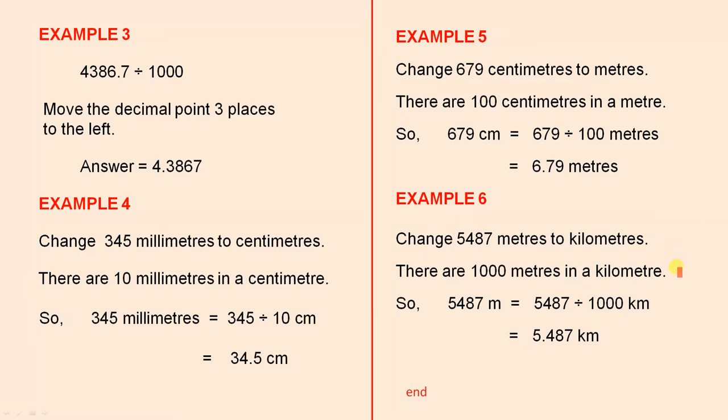And example 6, change 5,487 metres to kilometres. If we know there are 1,000 metres in a kilometre, we have that 5,487 metres is 5,487 divided by 1,000, and that gives you the answer in kilometres. So we just move the decimal point three places to the left, so that gives us 1, 2, 3, and it's 5.487 kilometres.